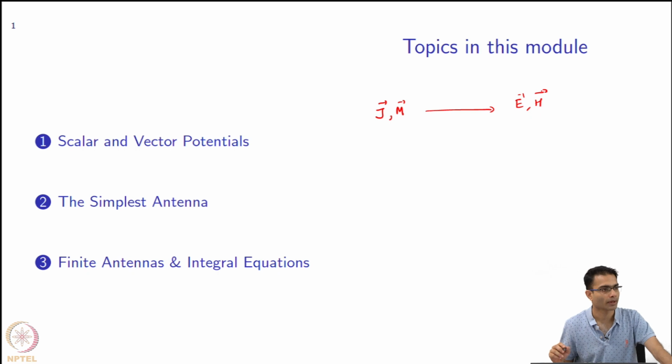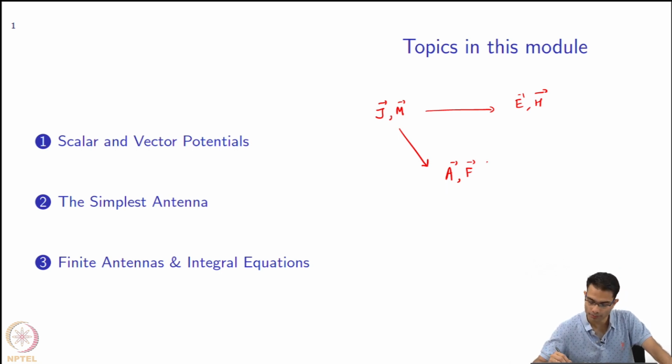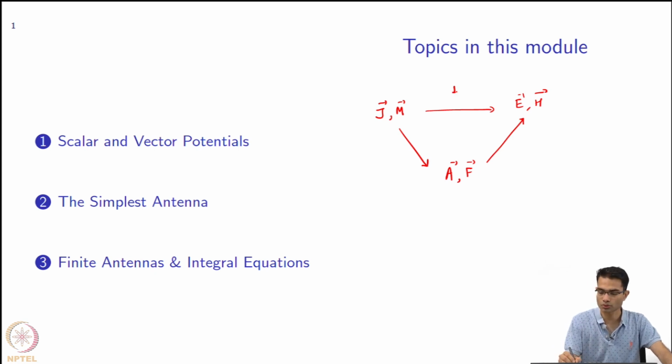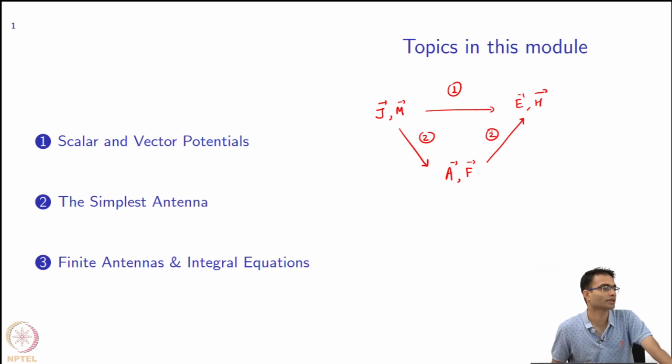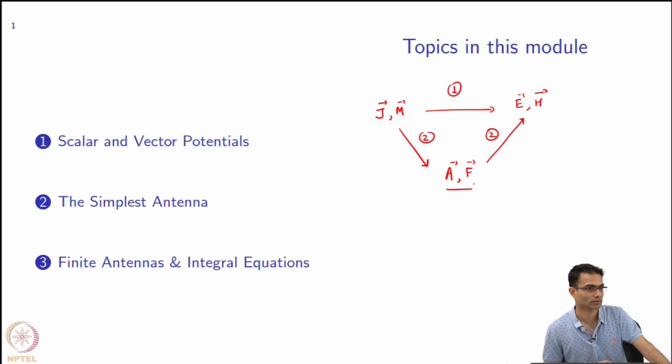This is a standard route, but there is another route where you go from these currents, you calculate something else in between. These are magnetic and electric vector potentials, okay, and from here you go to E and H. So these are two routes, this is route 1 and this is route 2. The source and destination of these routes is the same, but the intermediate steps are different, and for antenna problems it is generally true that this second route is easier.